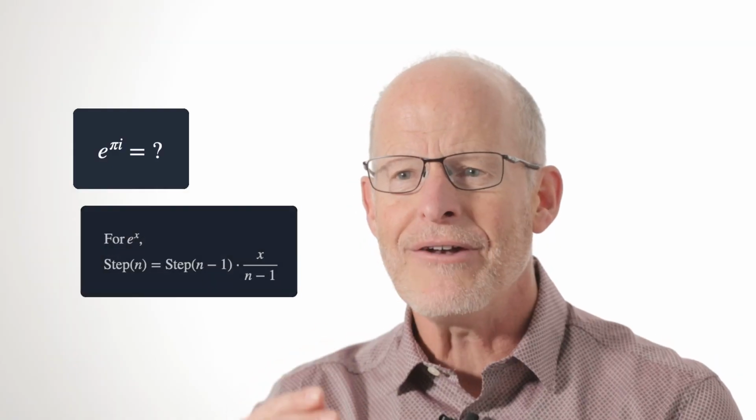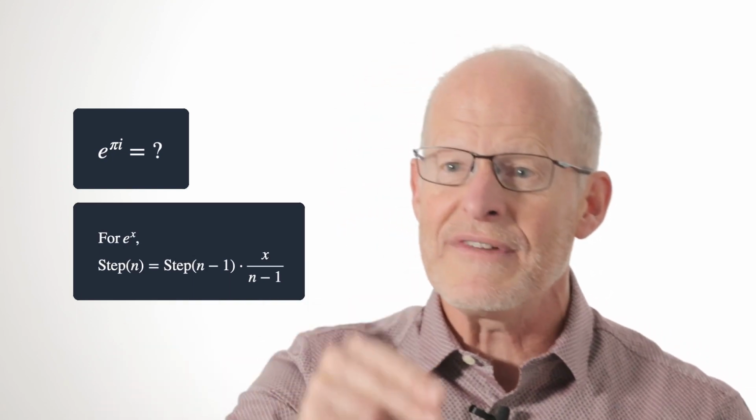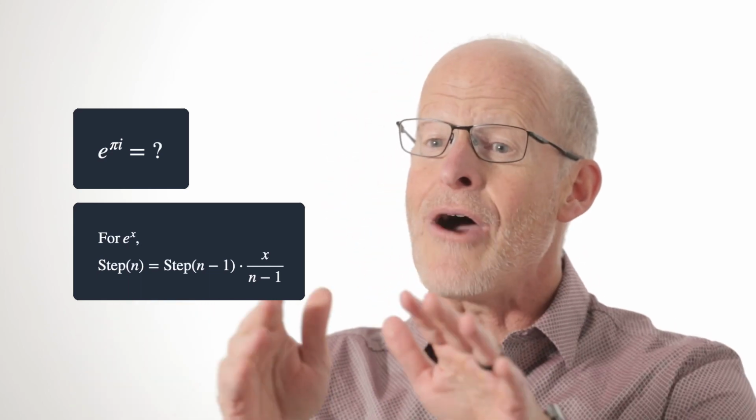And remember, our pattern is the distance that we travel in step n is the distance we traveled in the previous step times x divided by the quantity n minus 1. And now we're just letting x equal pi. So we can calculate it. But what could it actually equal?